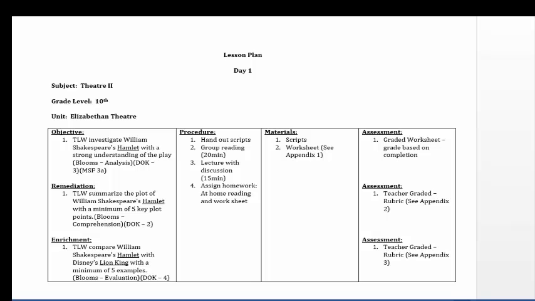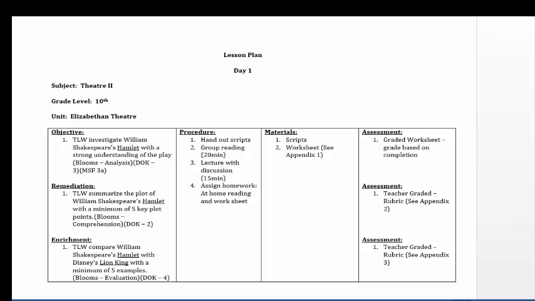Number 3, the enrichment. The learner will compare William Shakespeare's Hamlet with Disney's Lion King with a minimum of 5 examples. Bloom's evaluation, DOK 4, no Mississippi State Framework. All right, so it's the little things that we always forget. This is a student who, in the first objective, wrote a very good objective but forgot the level of mastery. In the remediation and in the enrichment, they remembered the level of mastery but forgot the Mississippi State Framework. It's the little things that will end up dinging your grades.